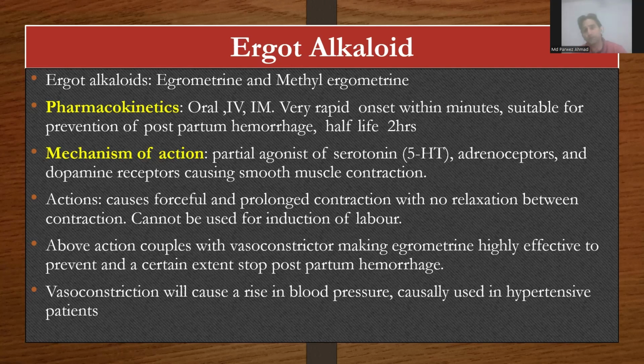Now, what are the basic differences between ergometrine and oxytocin? In terms of uterine contractions, ergometrine causes forceful and prolonged contractions with no relaxation between the contractions. But in the case of oxytocin, full relaxation occurs in between the contractions. These are the basic differences.